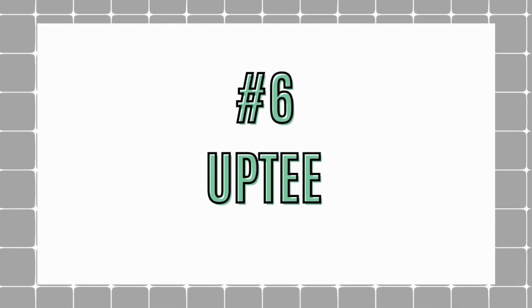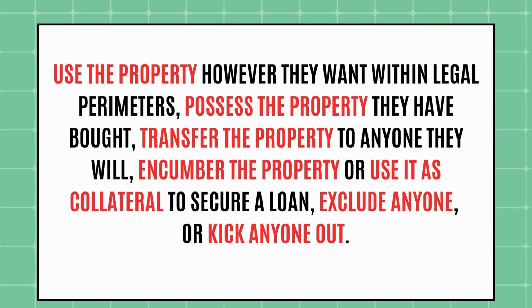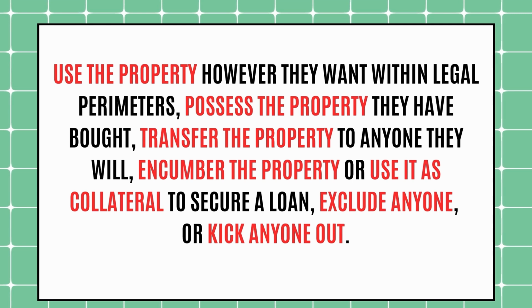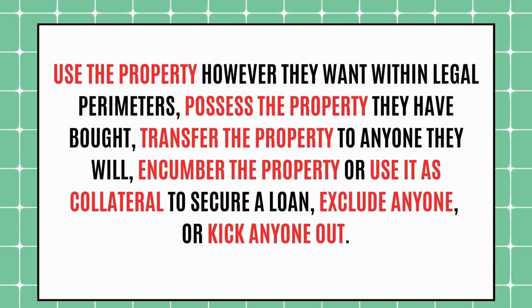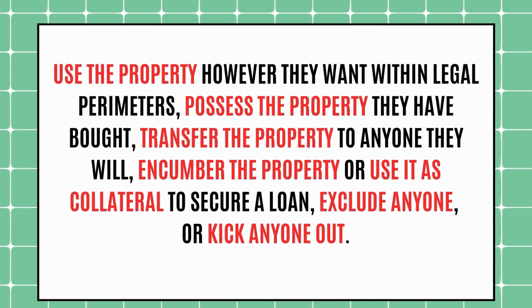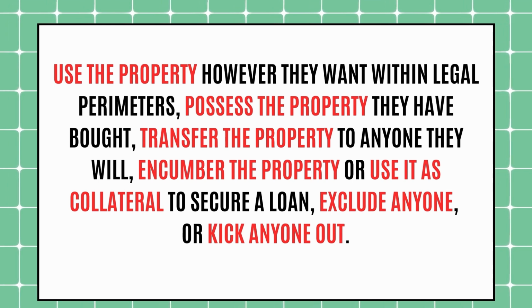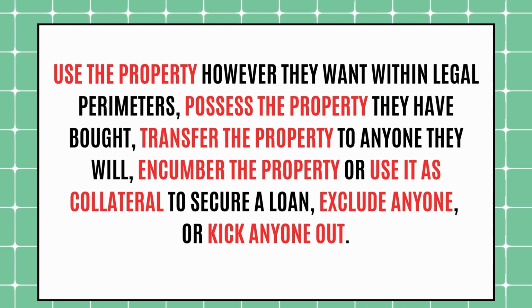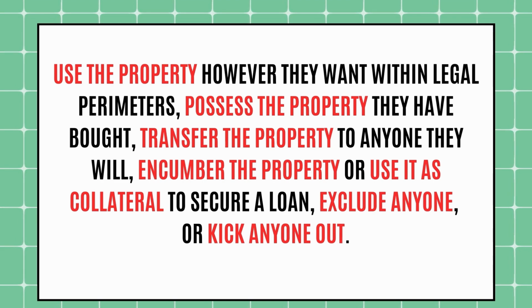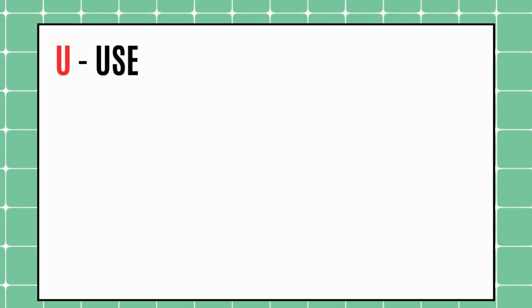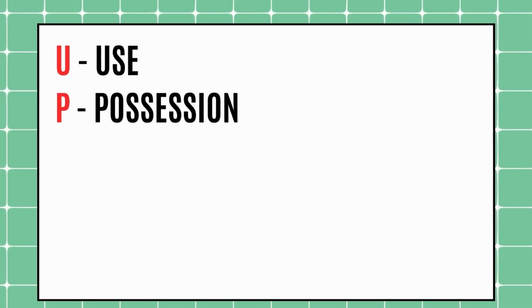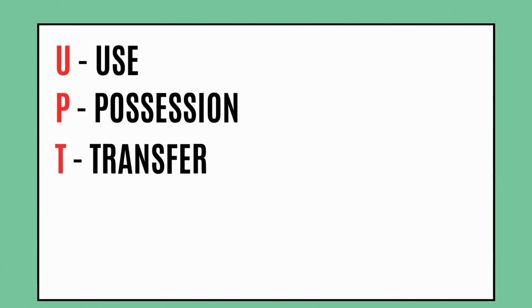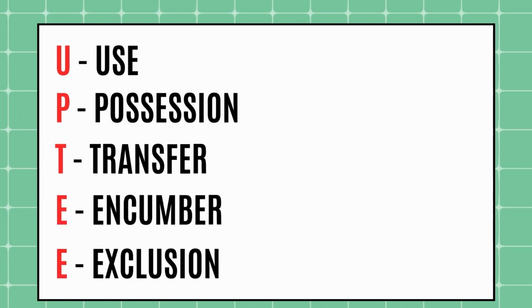UPTEE. UPTEE is a term that is used to remember the bundle of rights an owner has when purchasing a property. Every property owner has the right to use the property however they want within legal parameters, possess the property they have bought, transfer the property to anyone they will, encumber the property or use it as a collateral to secure a loan, exclude anyone, or kick anyone out. So, UPTEE stands for U, use, P, possession, T, transfer, E, encumber, and E, exclusion.